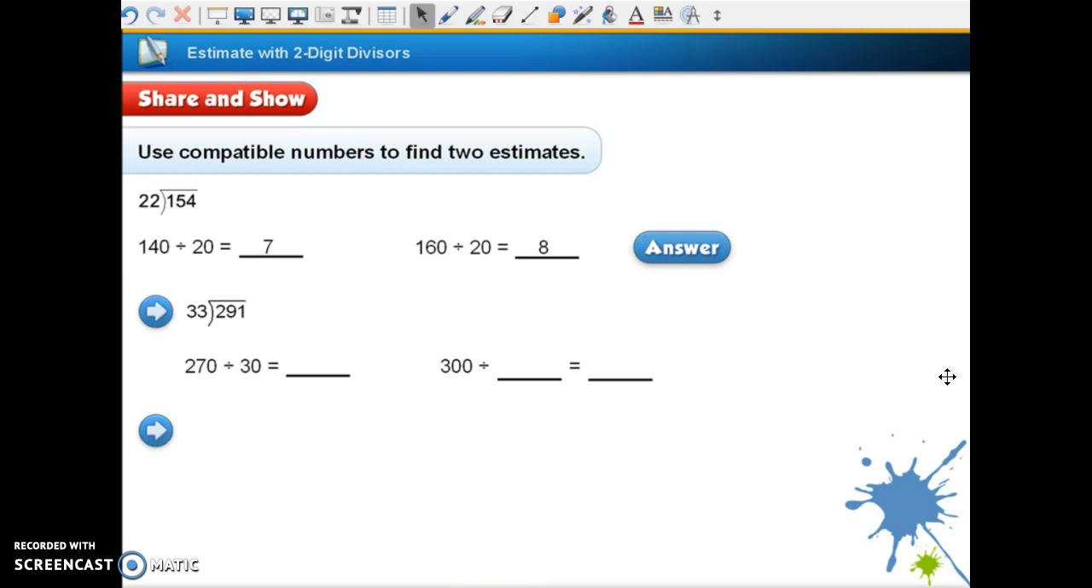Okay, now that you're back, they rounded 33 to 30, and so we need to put that in this equation. And then we can say, well, how many 3's in 27? And we should know that that is 9. So 270 divided by 30 is 9. And 300 divided by 30 is 10. So the answer is going to be somewhere between 9 and 10.